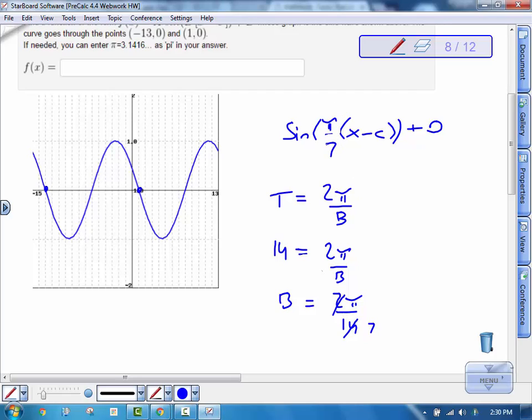And then we need to figure out how this thing's been shifted. Normally the sine function goes through the origin. So it's been shifted over that much, which is 1, 2, 3, 4, 5, 6, 7, 8. So we're going to do x minus 8. And then it doesn't look like it's been shifted up or down at all. So that should be our answer right there.